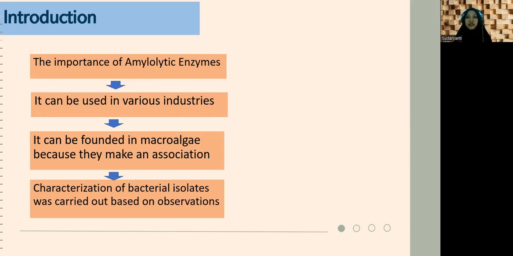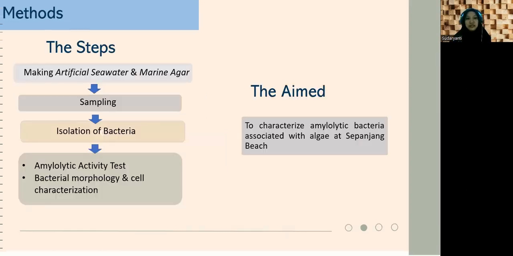Amylolytic bacteria can be found on substrates that produce starch. So in this research, they were also found. If we are able to utilize bacteria that produce amylolytic enzyme, we will get many benefits. Here is the aim of the research. The aim of the research is to characterize amylolytic bacteria associated with algae at Sepanjang Beach.